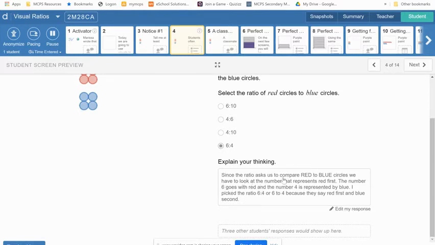Since the ratio asks us to compare red to blue circles, we have to look at the number that represents red first. The number 6 goes with red, and the number 4 is represented by blue. I picked the ratio 6 to 4 because they say red first and blue second.